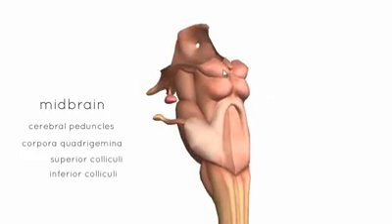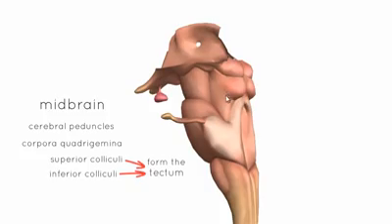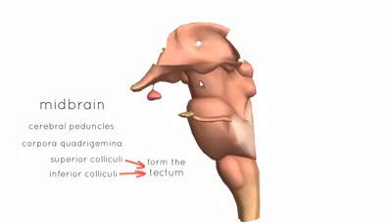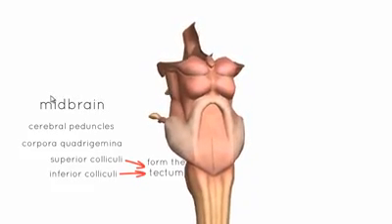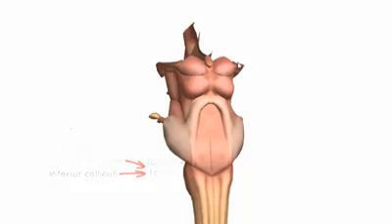These colliculi sit on the tectum. The tectum is the roof of the midbrain. Tectum means roof in Latin. So these corpora quadrigemina sit on the tectum of the midbrain. So the midbrain is this structure here. You've got the cerebral peduncles, and you've got the tectum with the four colliculi.